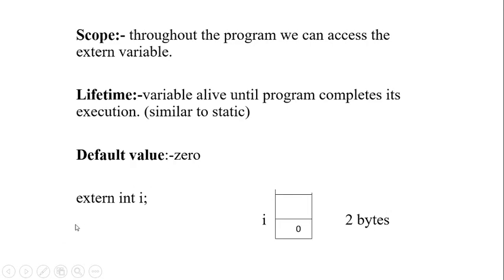So whenever we give this type of declaration, extern int I, 2 bytes or 4 bytes will be allocated in memory for I and initialized as 0. Those are the features of the external variable. The scope of the external variable is throughout the program.